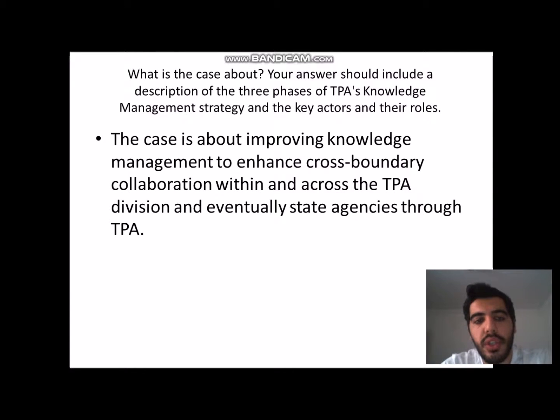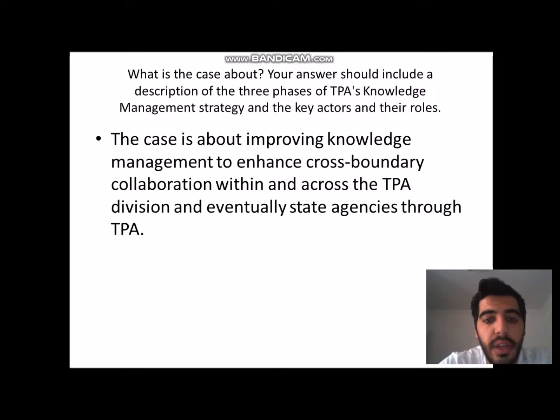The first question is asking what the case is about. Your answers should include a description of the three phases of the TPA's knowledge management strategy and the key actors and their roles. The case is about improving knowledge management to enhance cross-boundary collaboration across the TPA divisions and eventually state agencies through the TPA.